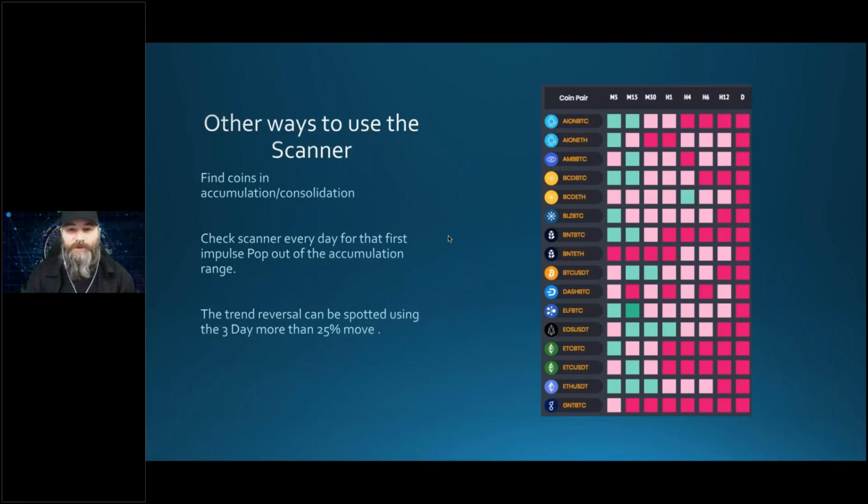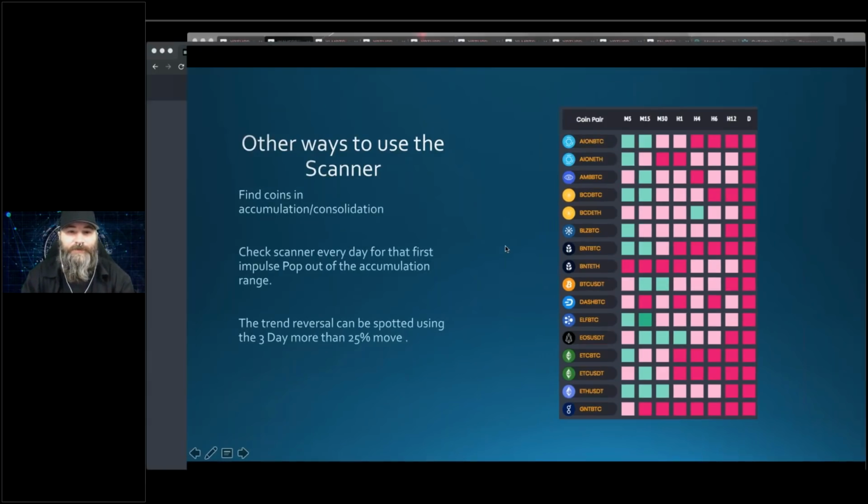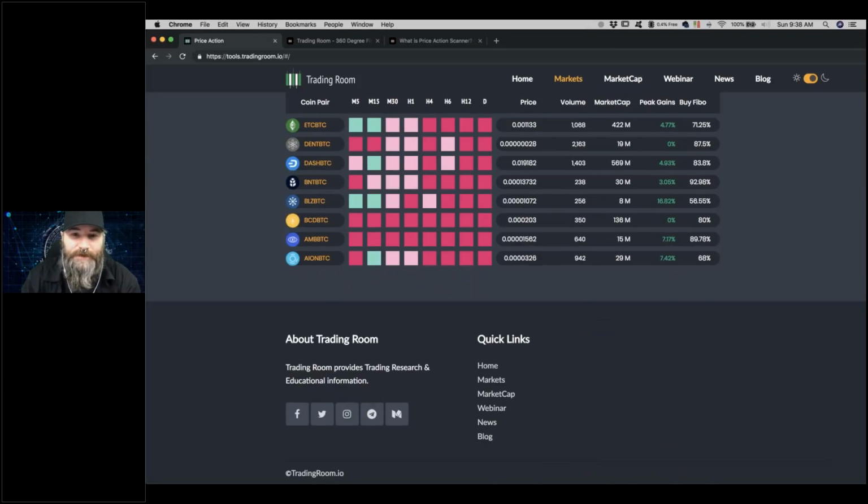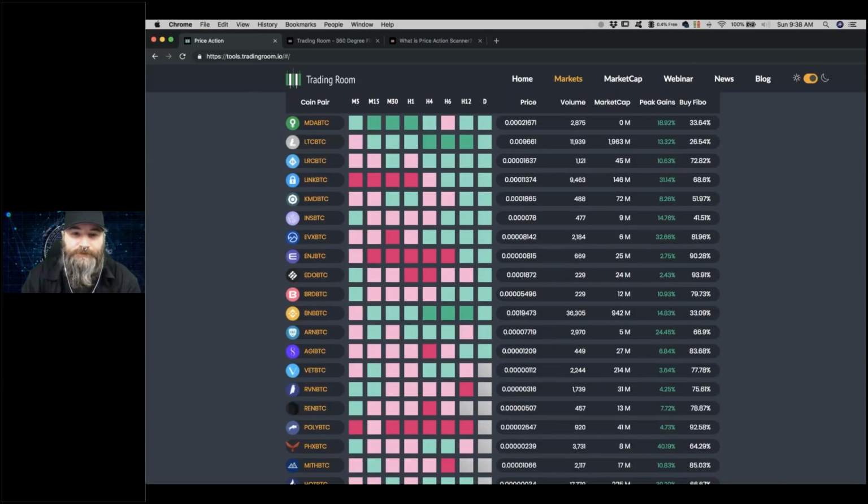But if you catch that first one, or if you're notified about that first one, then you're in much better shape. So we say trend reversal can usually be spotted on the 3-day peak gain of over 25%. And you're looking for this, basically. You're looking for bad news bears. Oh, I'm sorry, I went the wrong way there.